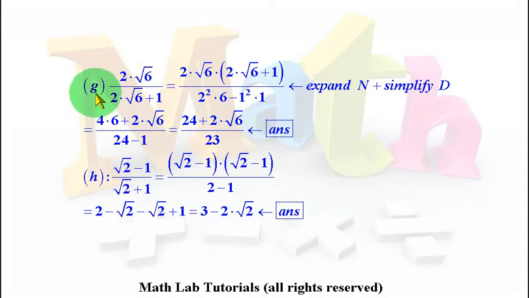We'll look at G, getting a little bit more difficult, not much. We get a 2 root 6 on top and 2 root 6 plus 1 on the bottom. Again, the first thing you do is that the 2 root 6 gets transferred over in the numerator. Okay, it just goes along for the ride for the time being. And now take the conjugate of this.